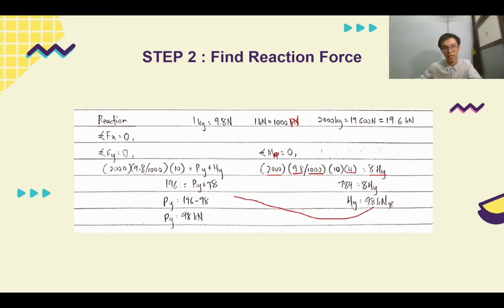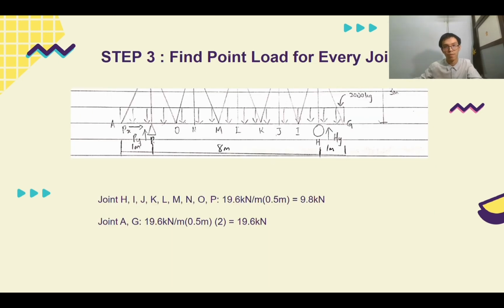So we bring it to here to find the reaction of Py. The reaction force of Py is 9.8 kilonewton, which is the same. For the next step, we find the point load for every joint. Because this is a distributed load, we can assume that every joint has a similar load, which is 19.8 kilonewton for every joint at the bottom, except the leftmost and the rightmost, which are 9.8 kilonewton. So we can show the calculation here.